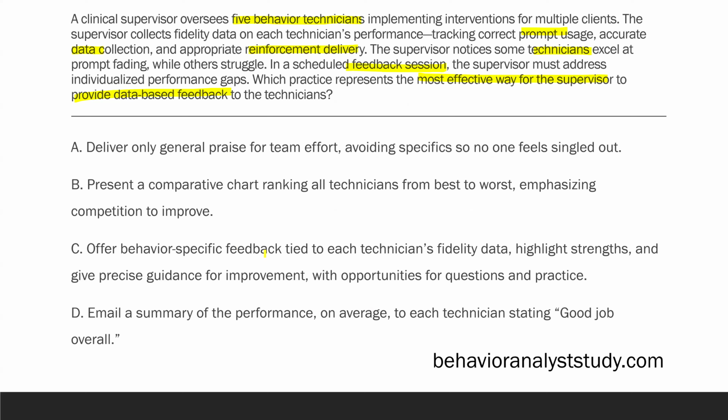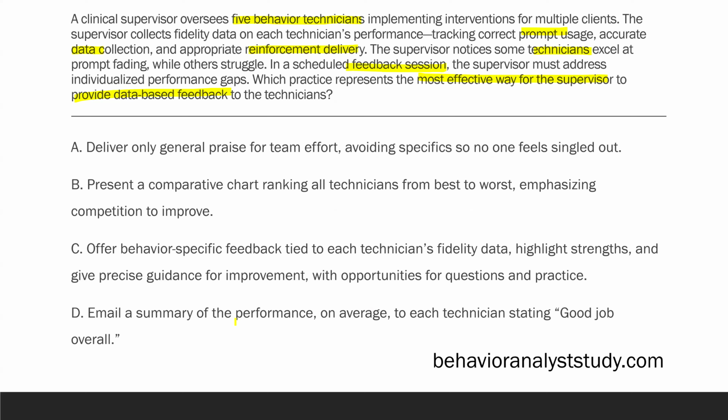C, offer behavior-specific feedback tied to each technician's fidelity data, highlight strengths, and give precise guidance for improvement with opportunities for questions and practice. C should be the obvious answer. And this is a good example of the question is long, the answer choices are long, but it can still be a very simple question because we attacked the question and we slowly worked our way through it. Our only goal is to get each question right. It's not to go quick. It's not to try to finish the test in 2 hours. It's to get each question we attempt correct.